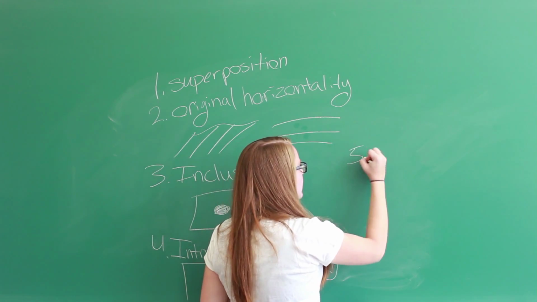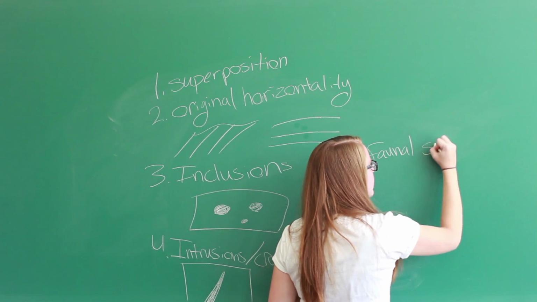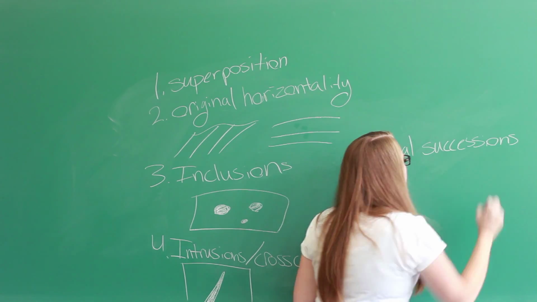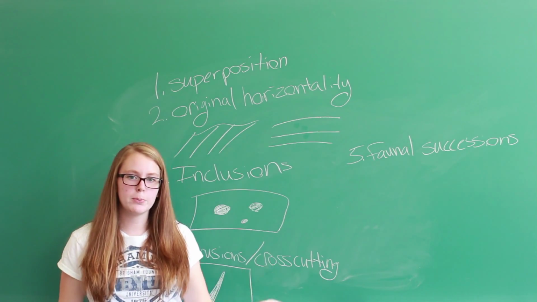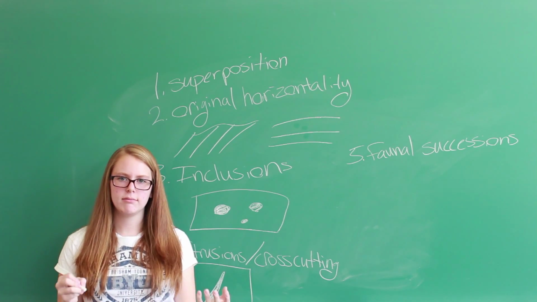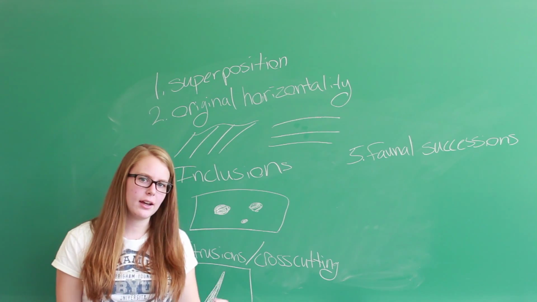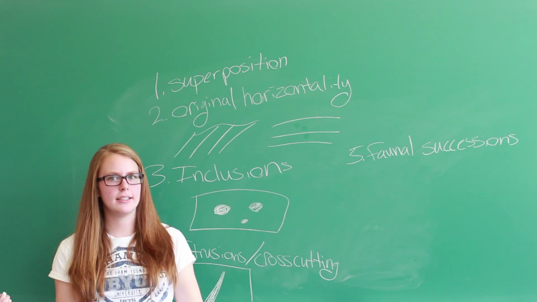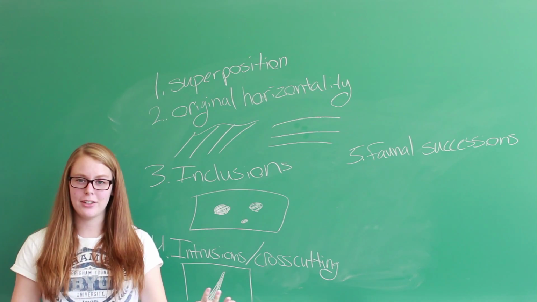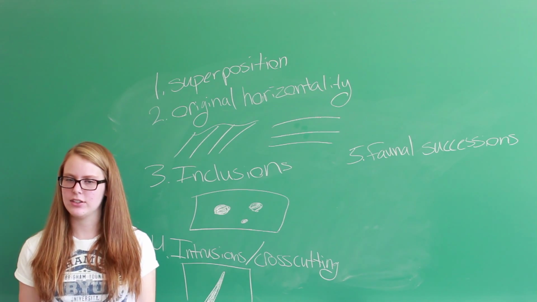Then lastly, we have faunal succession. This one is very similar to superposition, except you use fossils to determine which one is older or younger. So let's say that I have a dinosaur in one layer and a dog in another. We know that dinosaurs are way older than dogs, so any kind of rock layer containing a dinosaur has to be older than a rock layer containing a dog.